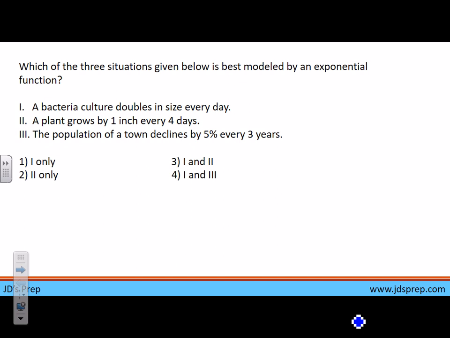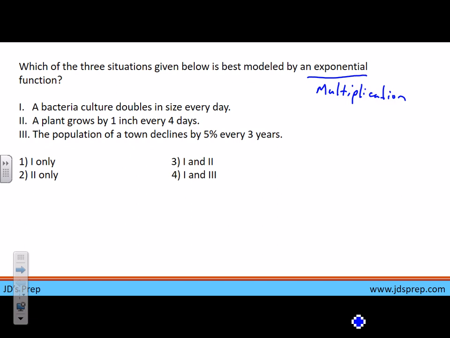And the key for identifying the exponential models is that your quantity has to be multiplied by the same amount at a regular interval. It's always going to be dealing with some sort of multiplication. And so we want to look at the three situations that are described here and see which ones involve a quantity that is being multiplied by a certain amount on a regular basis.